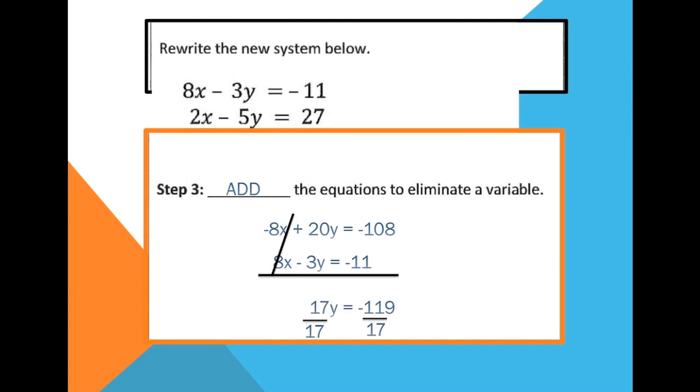Okay, let's go ahead and add or subtract the equations to eliminate a variable. So we're going to eliminate the x variable and solve for y, which will leave us with 17y = -119. Divide both sides by 17, which will leave us with y = -7.